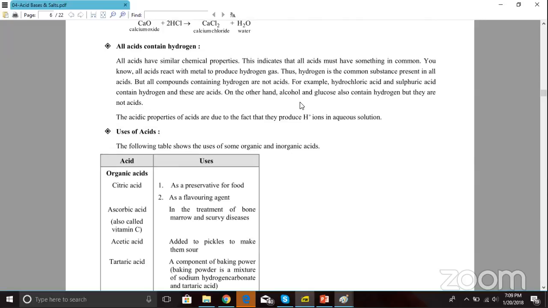Say for example, alcohol. Alcohol contains the OH group, and also glucose, C6H12O6. Glucose also contains hydrogen atoms, but they are not acids, because when you dissolve them in water, they cannot produce H plus ions in the solution. We can also test using litmus paper. It will not turn the blue litmus to red.